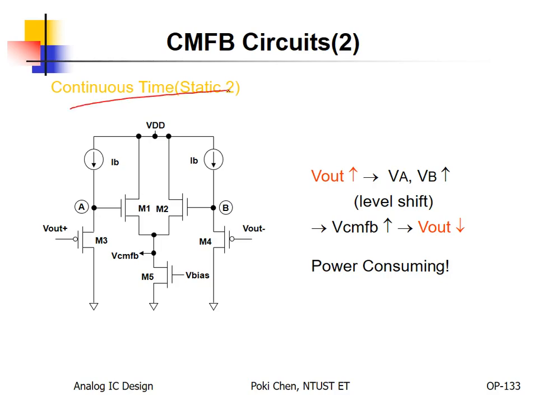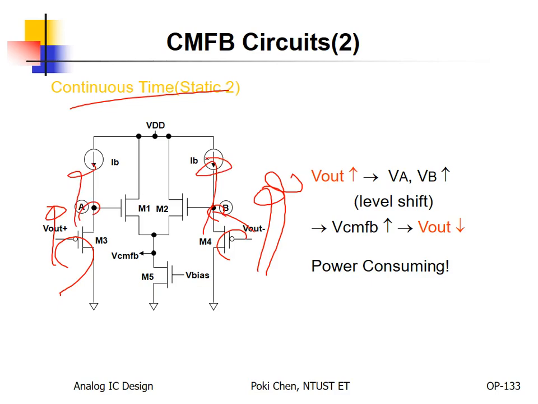Static too. I only show you the simplest one. If you would like, you can go further for more complicated ones with better performance but harder to analyze. You can see if the output is increased, this is PMOS, so one VT, one delta V higher, right? So if you increase the output, this node and that node will also be increased. And then this is an NMOS. That is also a very simple but good idea for you to know. Later I will explain.